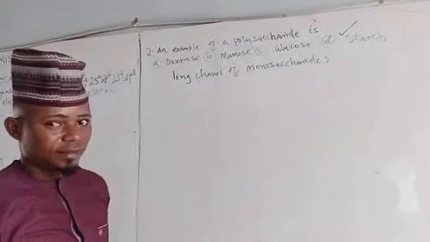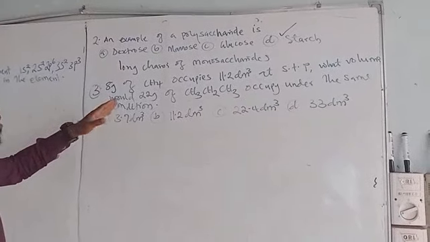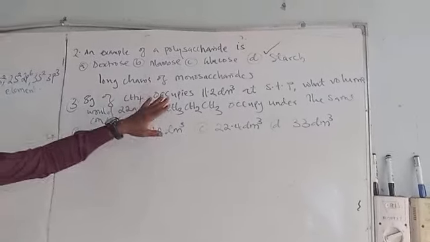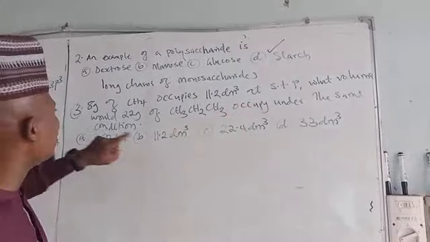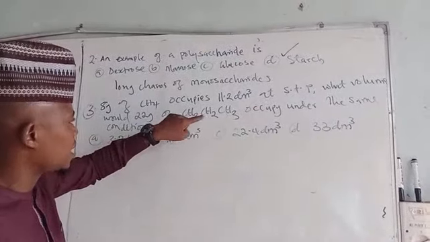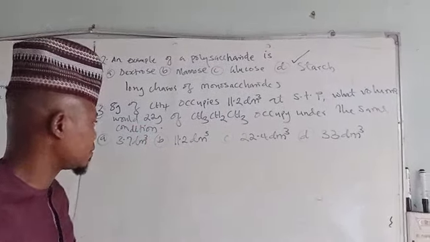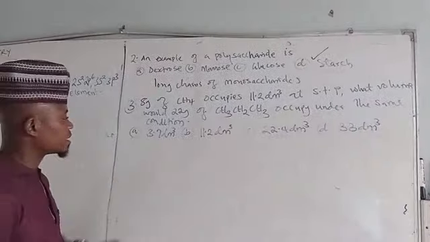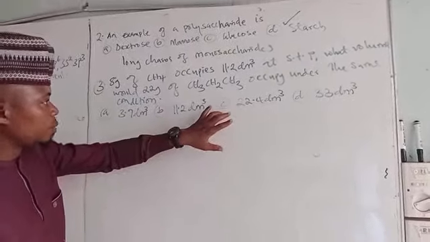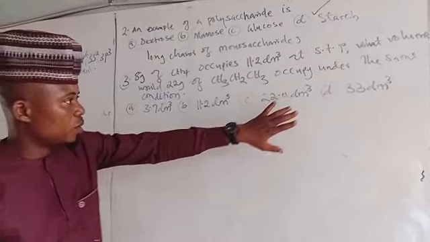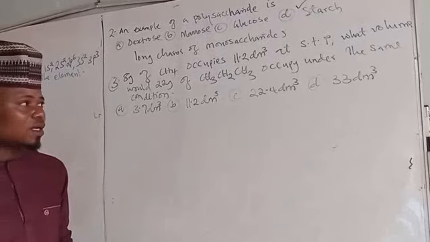This is a polysaccharide. Alright, question number 3. 8 grams of CH4 occupies 11.2 dm³ at STP. What volume would 22 grams of CH3CH2CH3 occupy under the same condition? Option A, 3.7 dm³. Option B, 11.2 dm³. Option C, 22.4 dm³. Option D, 33 dm³. How do you go about this question? How are you going to solve it?